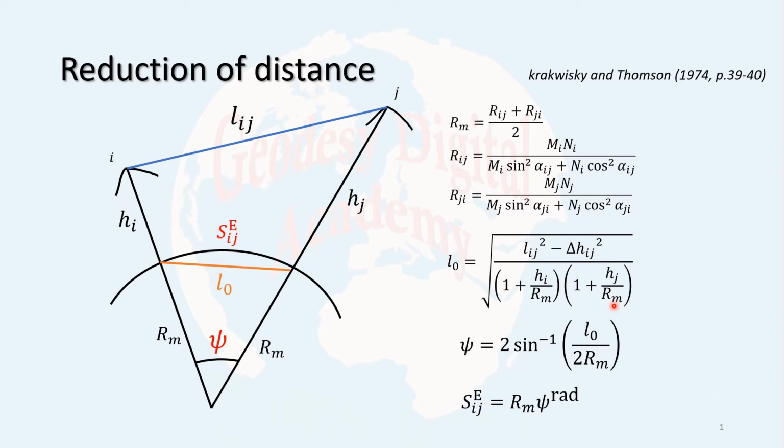And when you compute the chord distance, simply you compute psi, the geocentric angle, and after that, by multiplying this angle by the radius that we have computed already, we can get the curve length. But we should be careful that the psi angle should be in radian units.